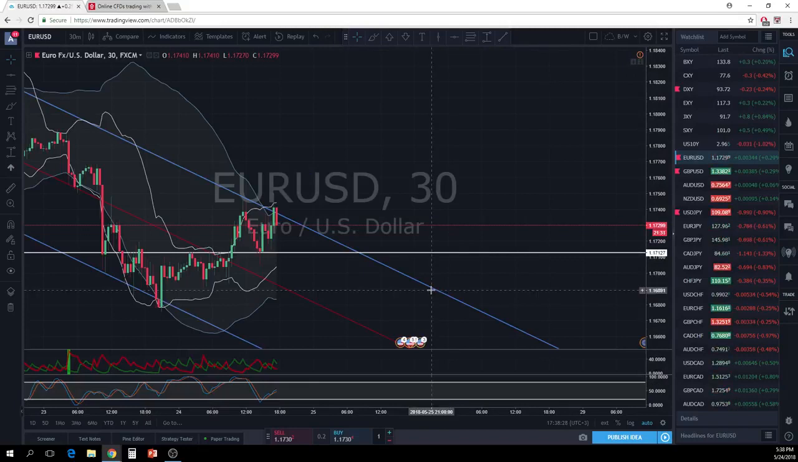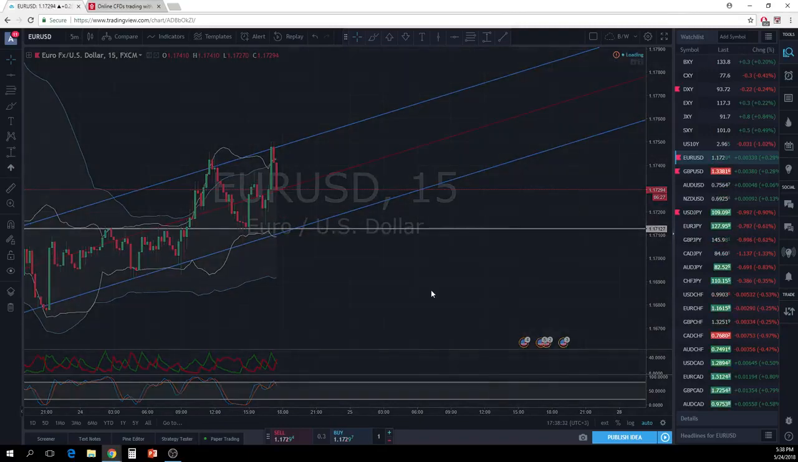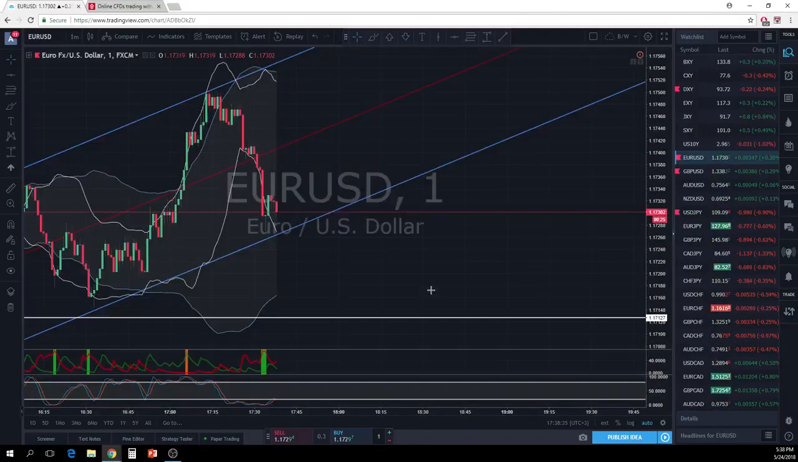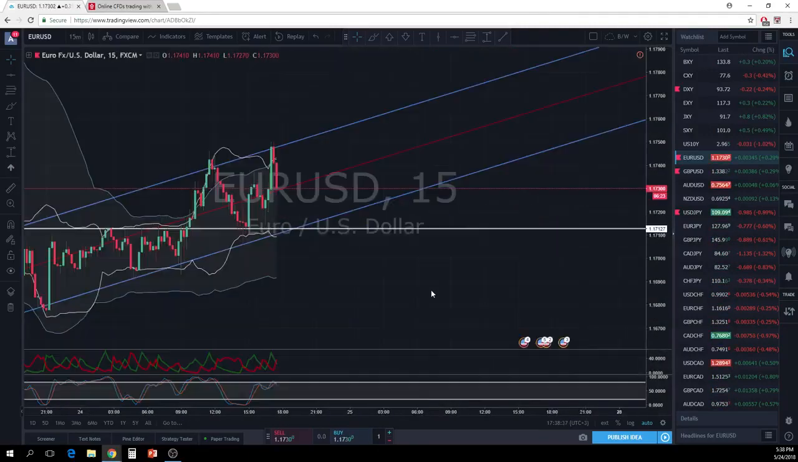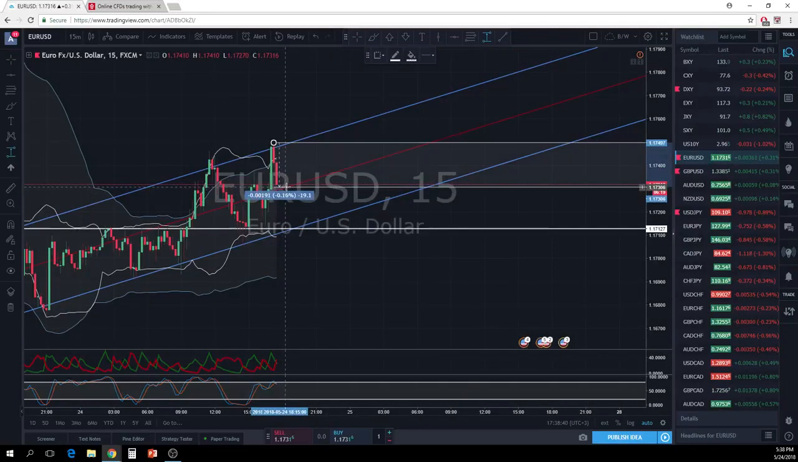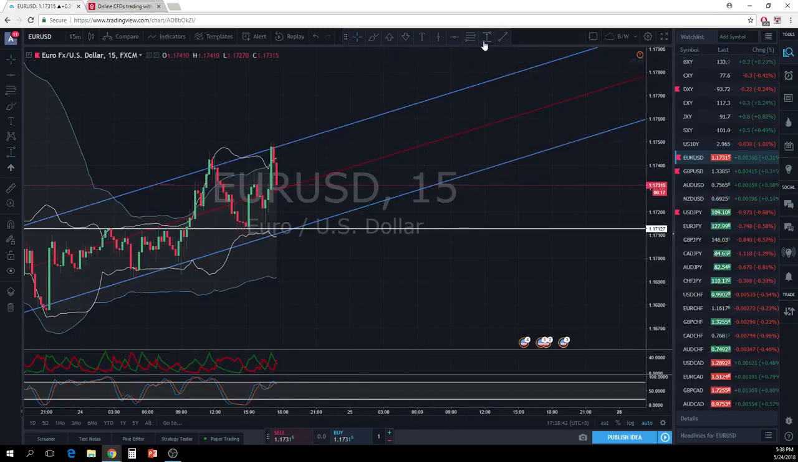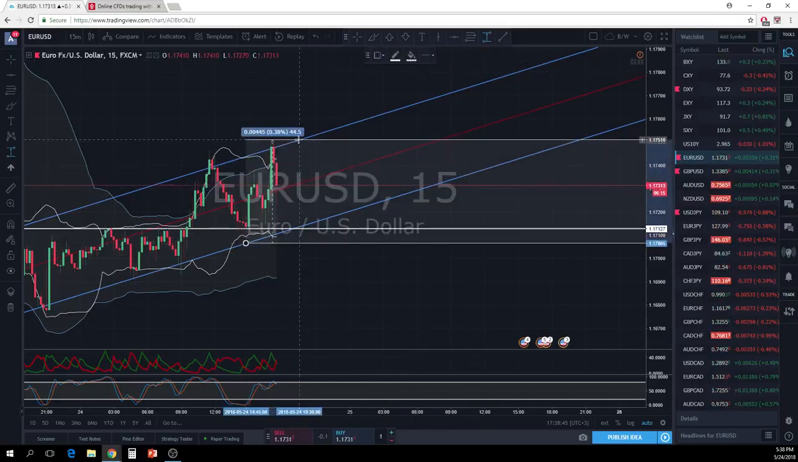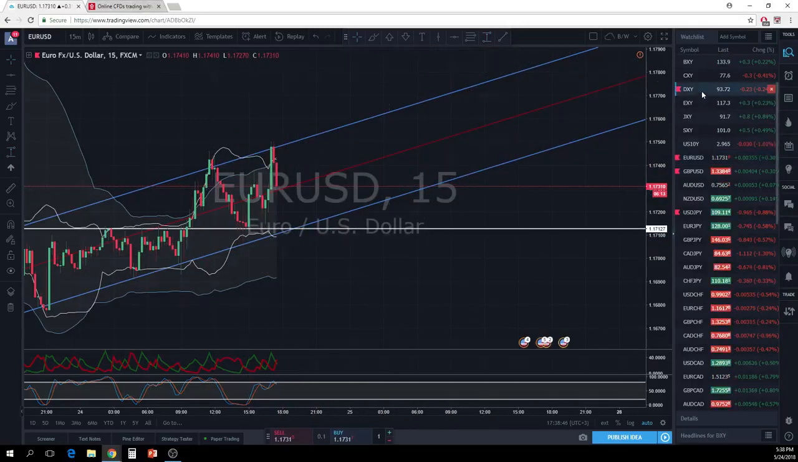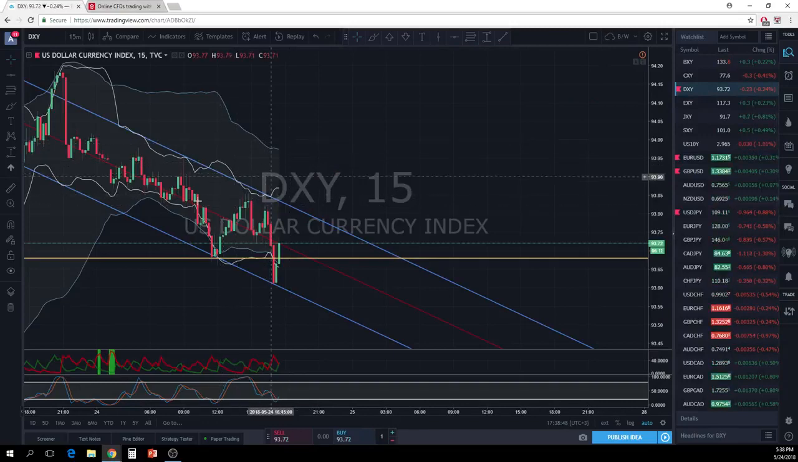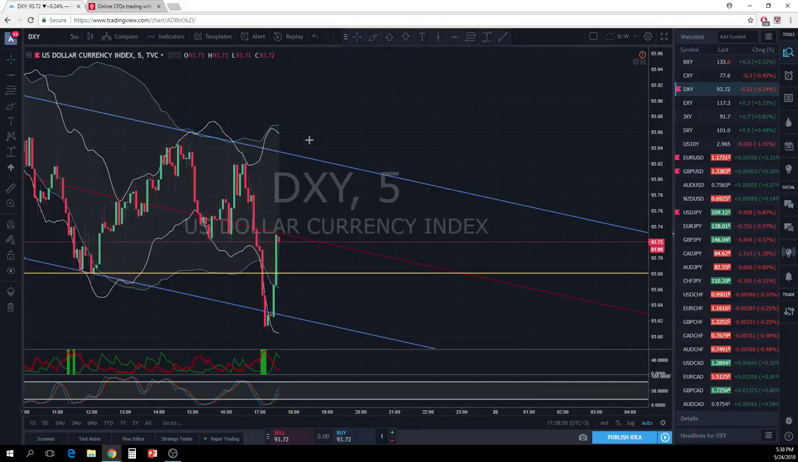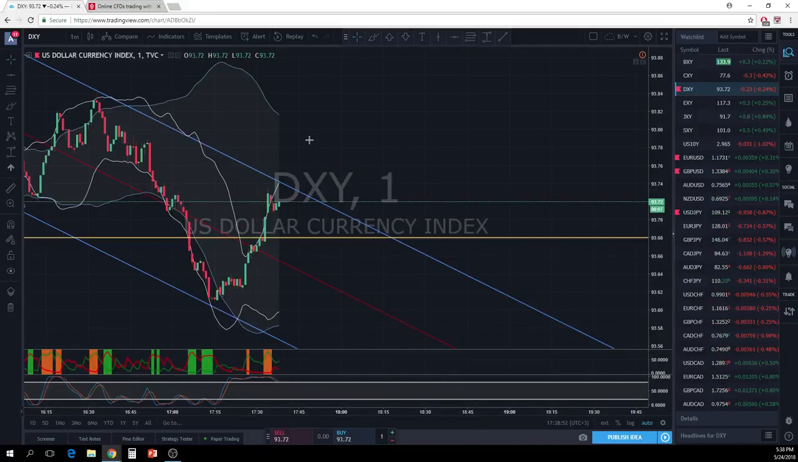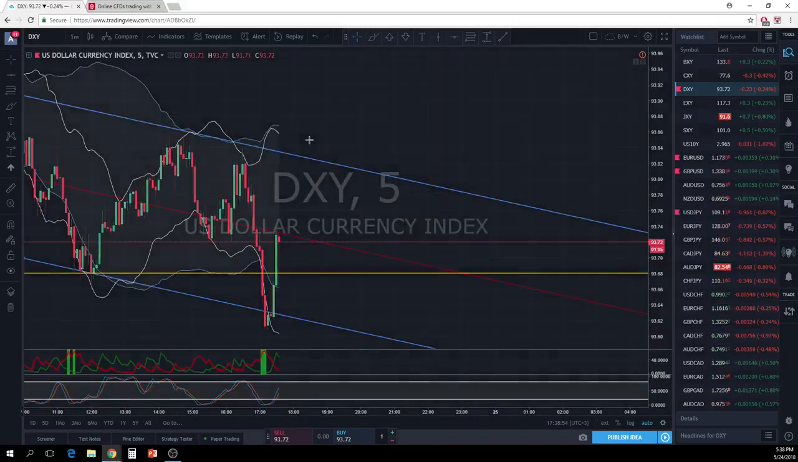Let's take a look at 30 minutes. It was increasing, now it's decreasing. 15 minutes, decreasing. 5 minutes, decreasing. 1 minute, decreasing, decreasing. And the movement that it has, I mean, we could ride it a bit and follow it along. Let's take a look at the dollar quickly. You have 15 minutes and 5 minutes, it's increasing. Oh, 1 minute, yeah, obviously. It's already more stable.